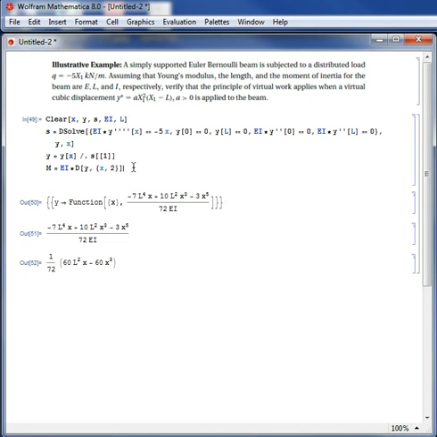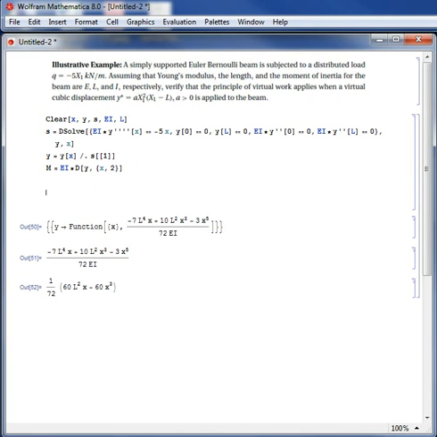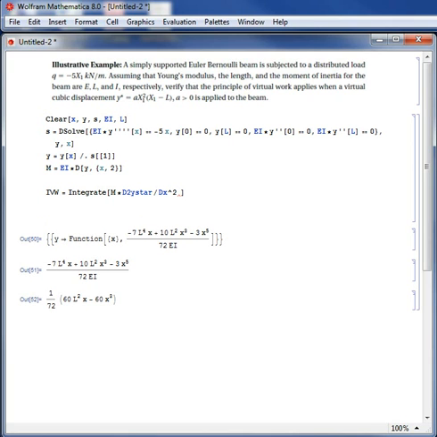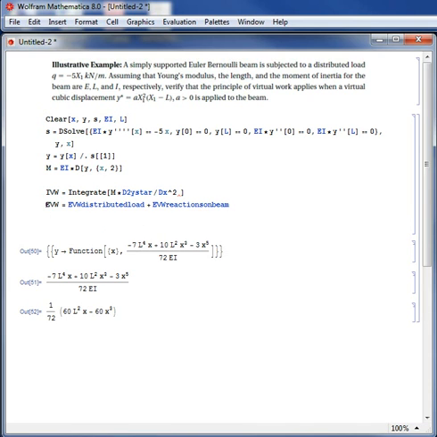So we have the bending moment diagram, the internal virtual work and the external virtual work. Let me remind you of the equations. The internal virtual work is equal to the integration of m multiplied by the second derivative of y star with respect to x squared, while the external virtual work was equal to the external virtual work of the distributed load plus the external virtual work of the reactions on the beam. This is just to remind you.